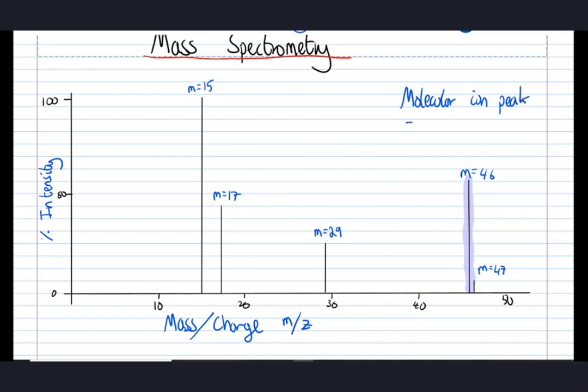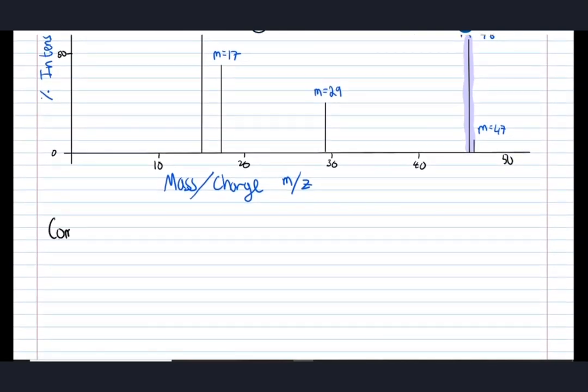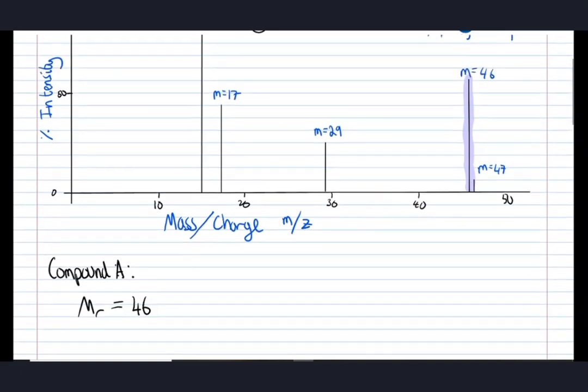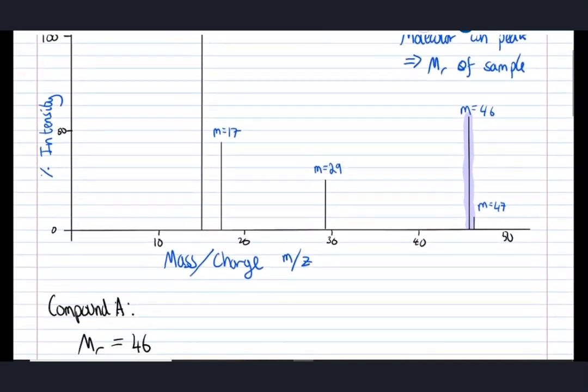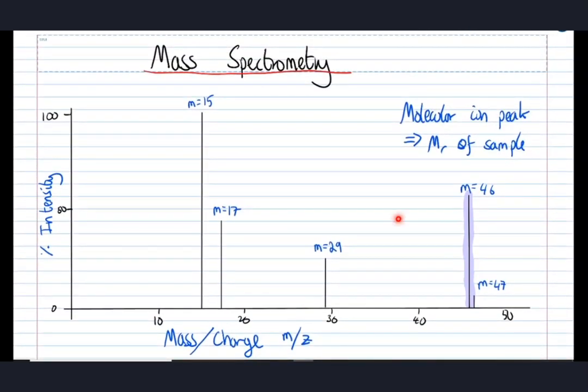And this gives us the MR of the sample molecule. So our sample, let's call it sample A, or compound A, we know has an MR of 46 from the molecular ion peak. And I'll just pop a purple dot here so that we know that's with that. So the peak that is furthest to the right on the spectrum, ignoring a tiny peak 1 unit of mass to charge after it, is the molecular ion peak, which corresponds to the MR of the sample.